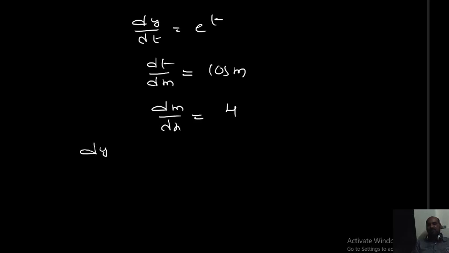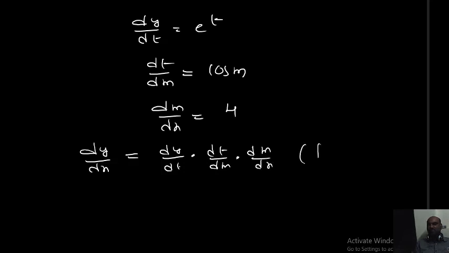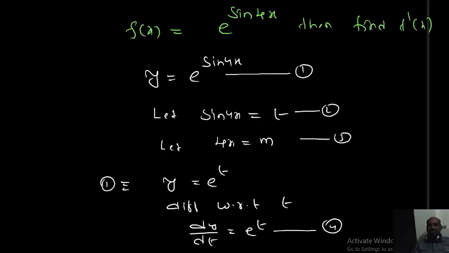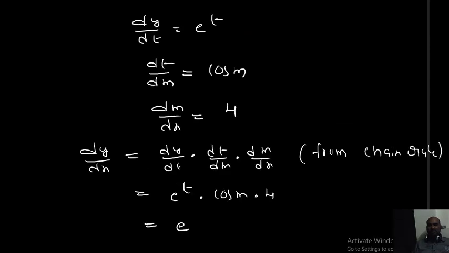Now what do I want? I want dy/dx. Observe here, dy/dt, dt/dm, dm/dx. What I can say, this is dy/dt into dt/dm into dm/dx from chain rule. So this is e power t into cos m into 4. Our result should be only in terms of x, not in terms of t, not in terms of m. So instead of t, I can write sine 4x, into cos m.